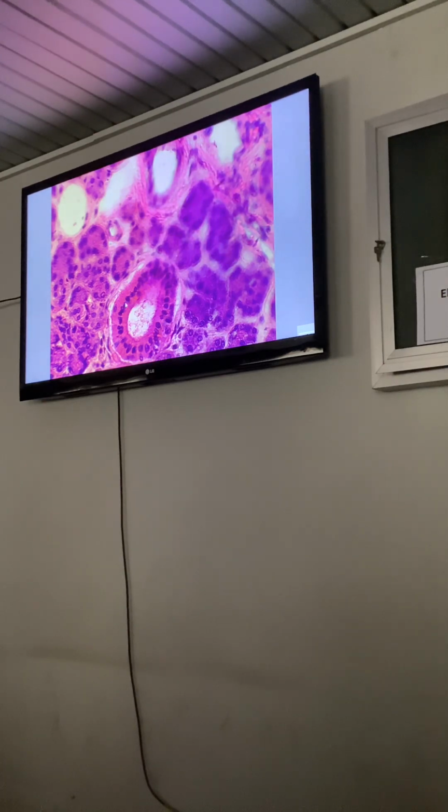Striated duct. The duct system is similar to the parotid gland, consisting of the short or small intercalated duct and striated duct. This duct is the striated duct. We can see the basal striation. The lining epithelium is simple columnar epithelium.